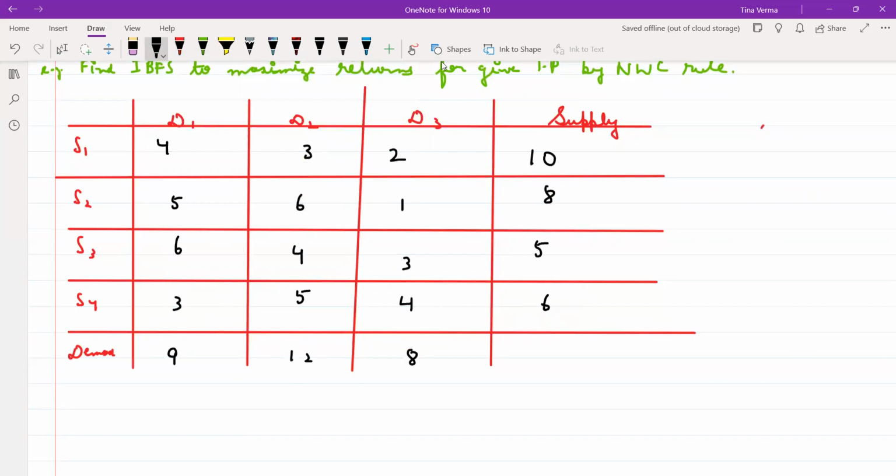So the question is given to you that you have to apply your northwest corner rule. Can I apply northwest corner? No, because the question given to me is to maximize returns. That means these are not the cost, these are the profits which I am getting from the source to the destination. So there are two ways to convert the problem from maximizing to minimizing.